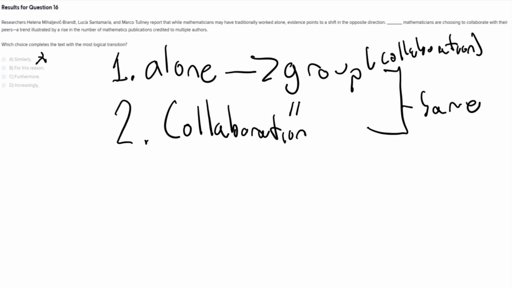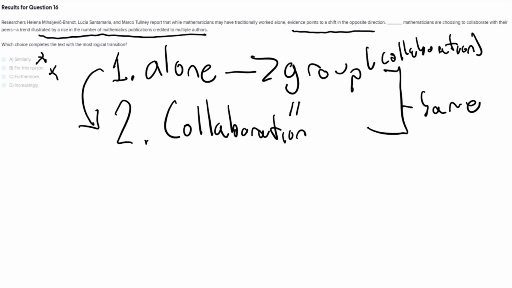Then B says for this reason. For this reason actually develops a cause and effect. Is one causing two? I'm not even sure how. I don't think one could really cause two. There's nothing from sentence one that is causing two to happen. It's not like the evidence points to a shift in the opposite direction, and this evidence is causing the mathematicians to collaborate. This even talks about the evidence again. So it's more like it's just elaborating on each other. So B is not correct.